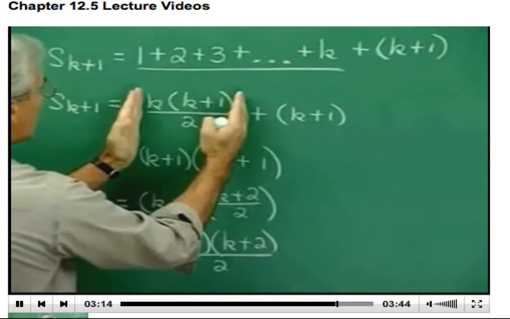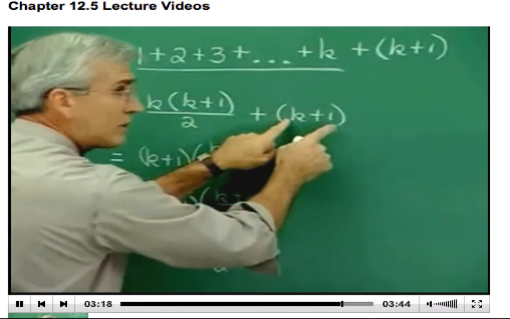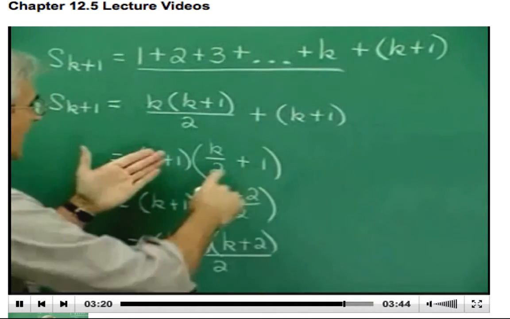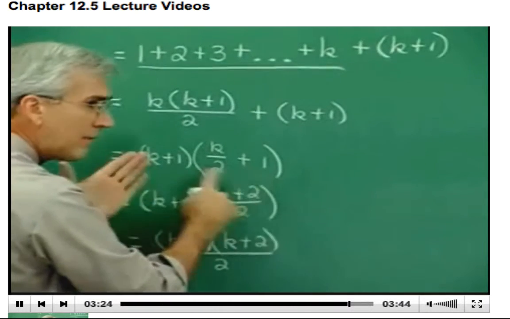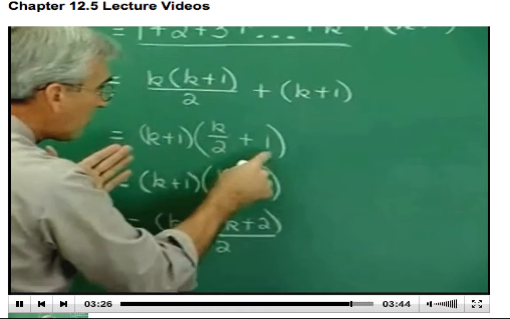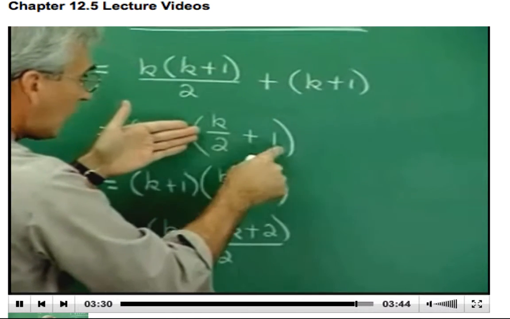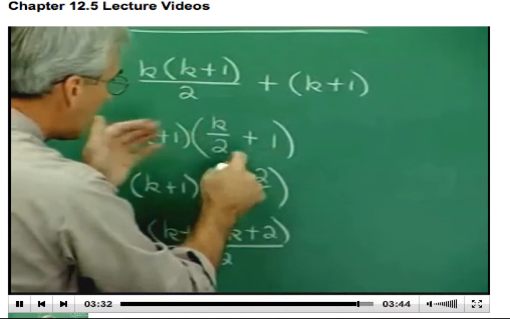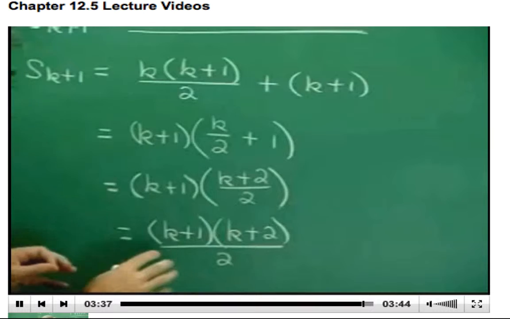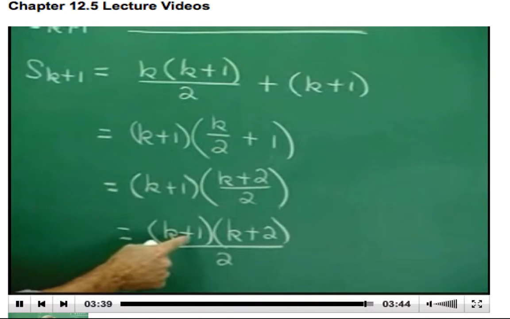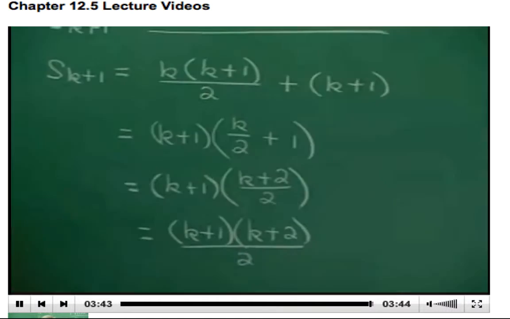When we pull k plus 1 out of this term, we're left with k over 2. When we pull k plus 1 out of this term, we're left with 1. Now, what about this? What's this? Well, let's see. We have a fraction here. We need common denominators. 1 can be thought of as 2 over 2. So when we write 1 as 2 over 2, we have k plus 2 over the common denominator of 2. So this becomes that. And now we can rearrange factors a little bit and write this as k plus 1 times k plus 2 over 2, which is what we need to do.